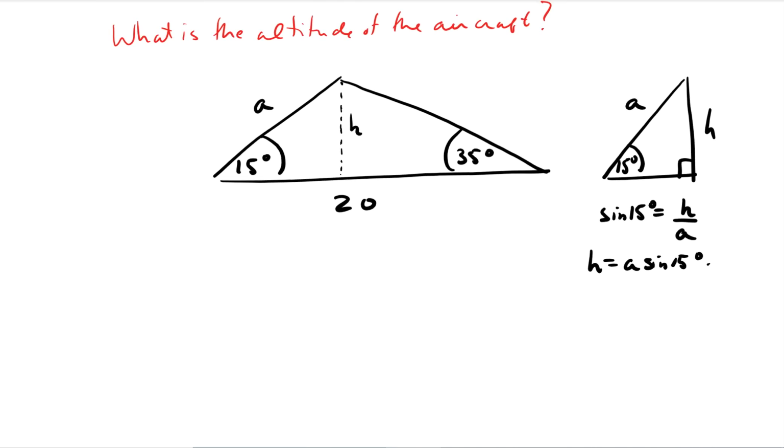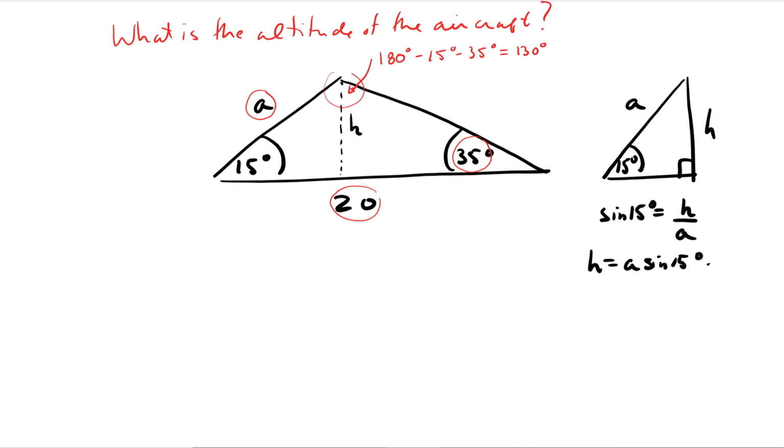Why law of sines? Because I don't know what A is, but I know its opposite angle. I know this side and also know this opposite angle. Well, I haven't calculated it yet, but this is easy to get, right? This is 180 minus 15 minus 35 degrees. So that gives me 130 degrees right there.